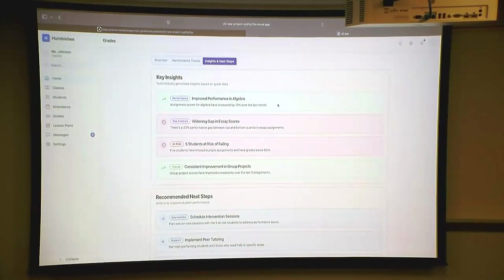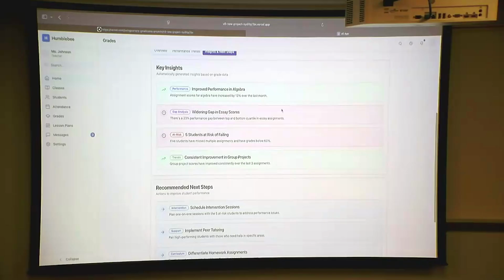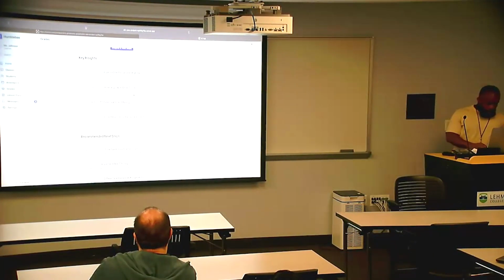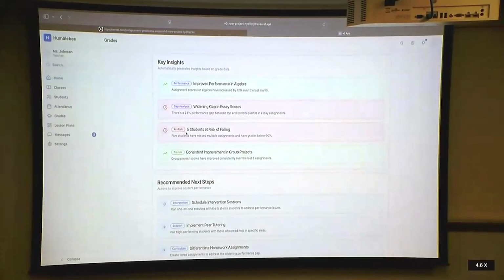Here AI generated a few insights based off the homework it was able to grade through a specific period of time. One example was improved performance in algebra, with an insight saying assignment scores for algebra have increased by 12% over last month. Another one is a warning: 5 students are at risk of failing, with the note saying 5 students have missed multiple assignments and have grades below 60%.